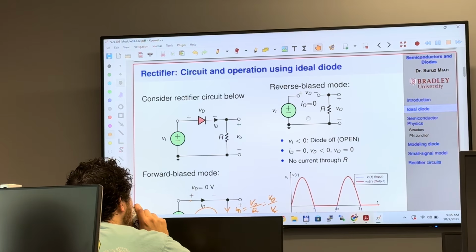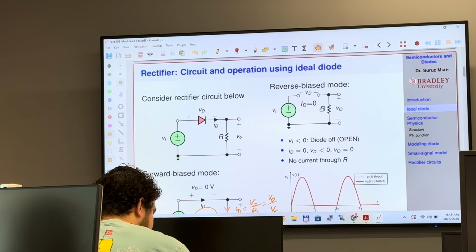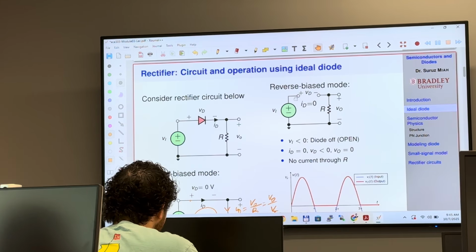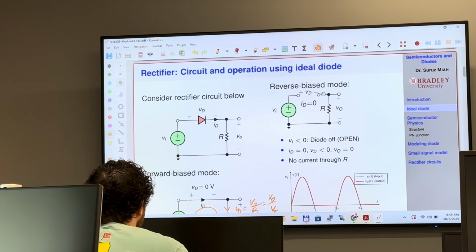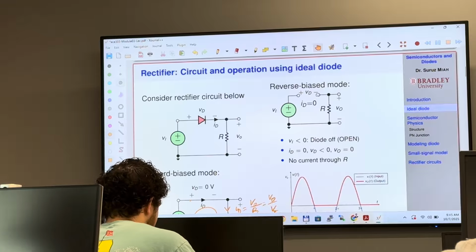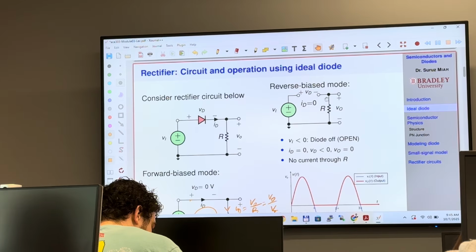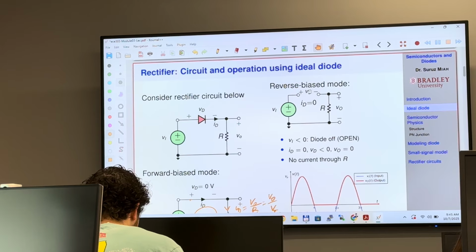Now we have reverse bias mode. So we have input voltage here. Now we say that this input voltage is less than this voltage. The voltage of the anode terminal is less than the voltage of the cathode terminal. In other words, the voltage of the anode terminal with respect to the cathode terminal is negative. If that is the case, then the diode is simply an open circuit.